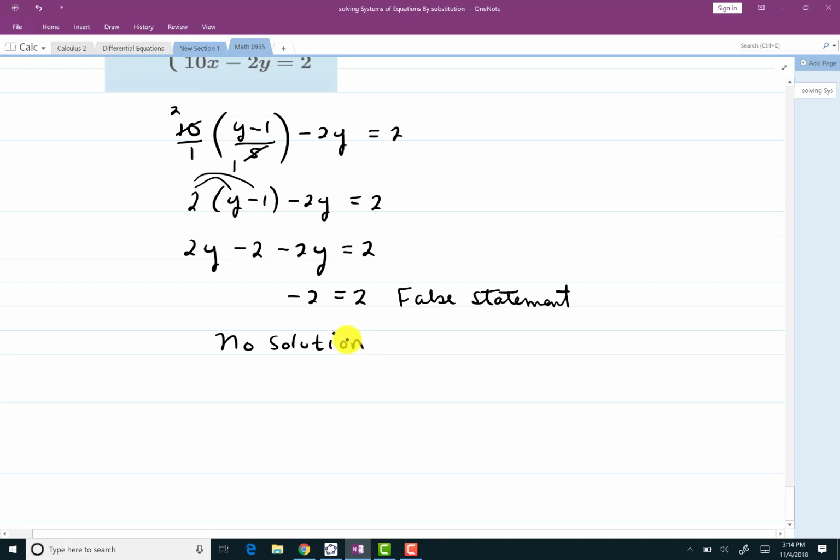If you'll recall what that means, graphically, this means we have parallel lines. So something like this is going on. They're never going to intersect each other. And this is what happens when you have parallel lines, is you get some sort of a false statement arriving where the x and y's all just disappear.